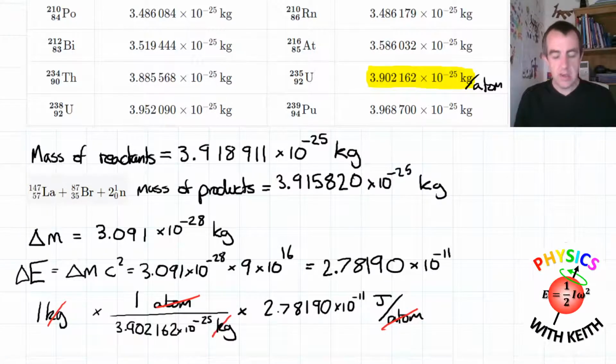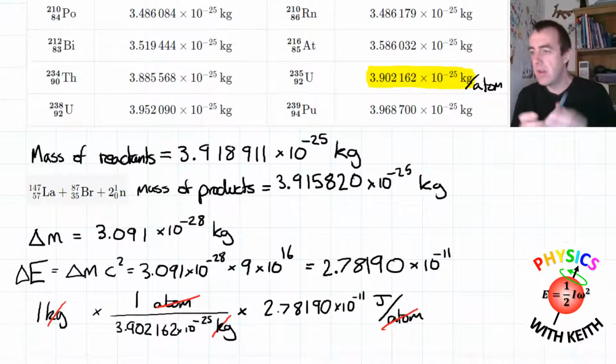3.902169, too many digits, E25 minus. Take the reciprocal of that number, and then multiply that by 2.781907819. I'm double checking everything now. Multiplying that, and that gives me the total amount of energy.